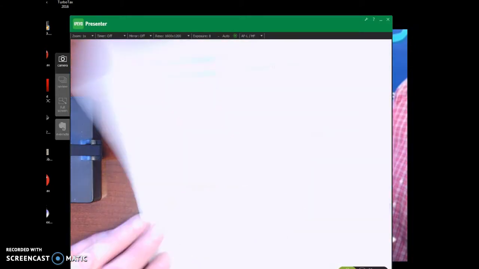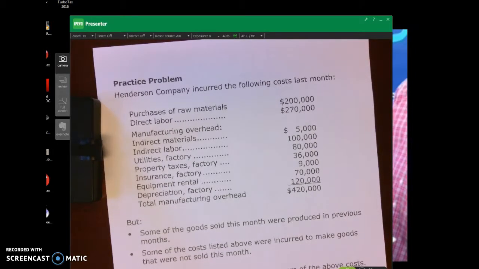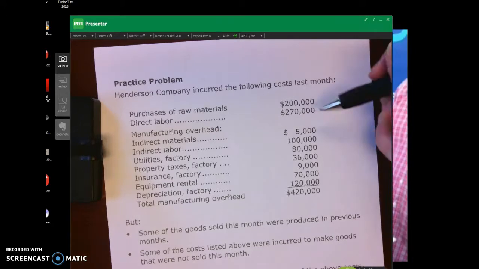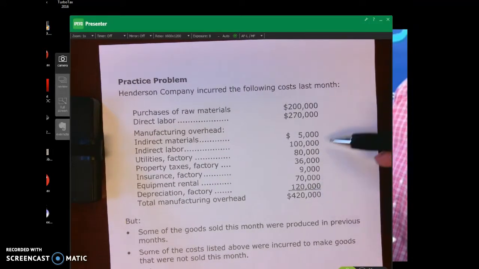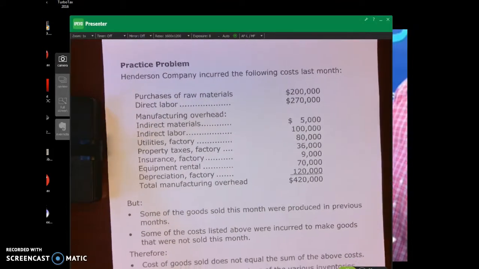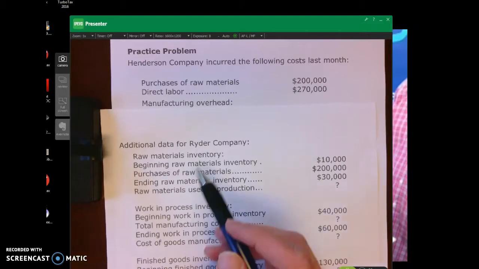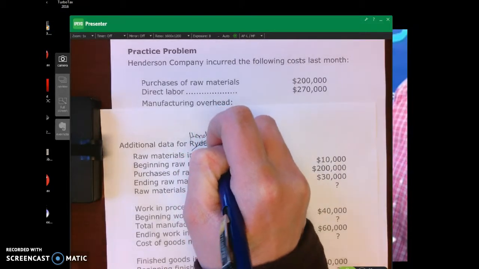All right, let's go on and do a practice problem right over here. We have our Henderson company, one of my many companies, has the following costs for last month. So we have our purchases of raw materials, we have our direct labor, we have our indirects right over here, and we have our total overhead. All these are manufacturing overhead. And then over on this page we have our additional data. Now this should be Henderson, that's a typo.